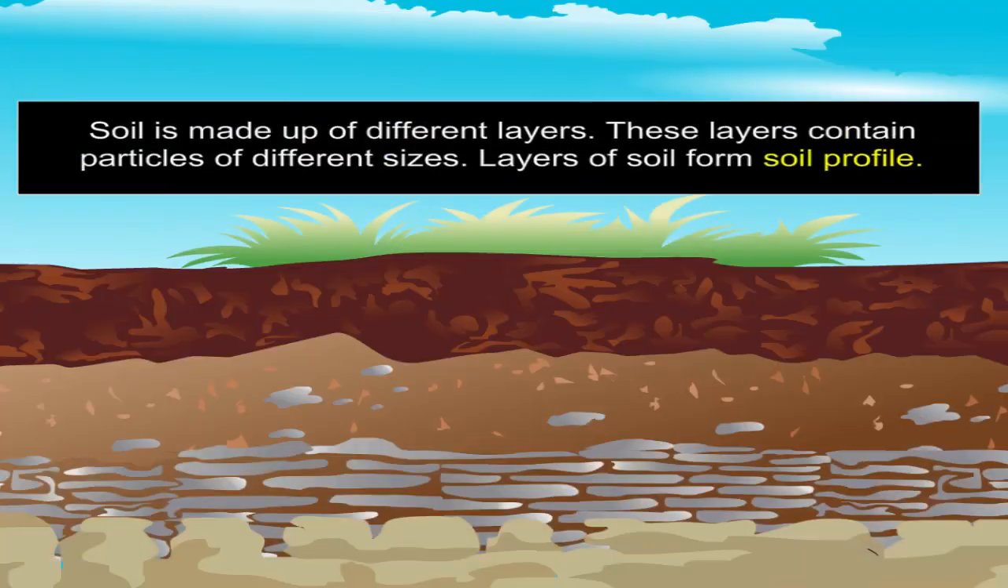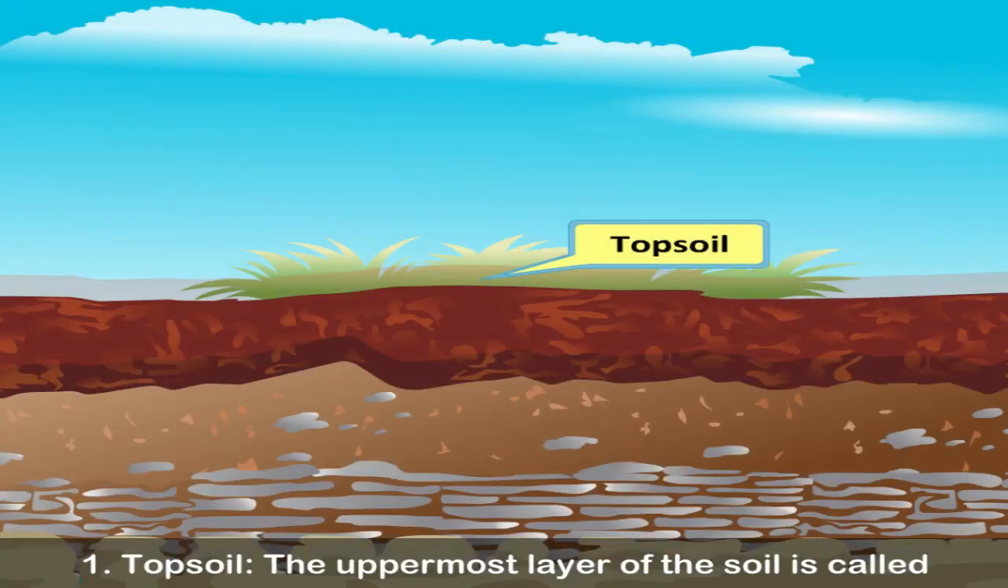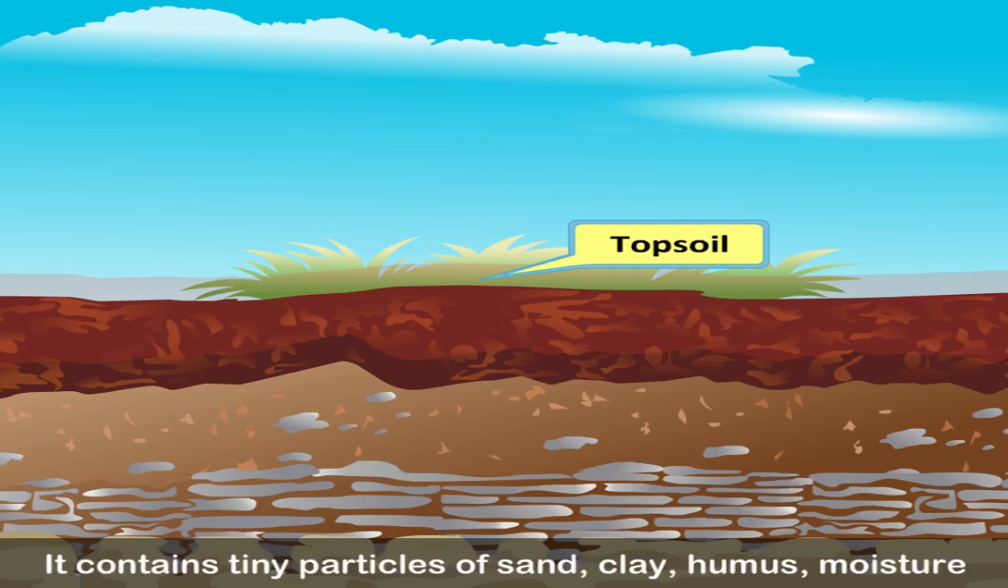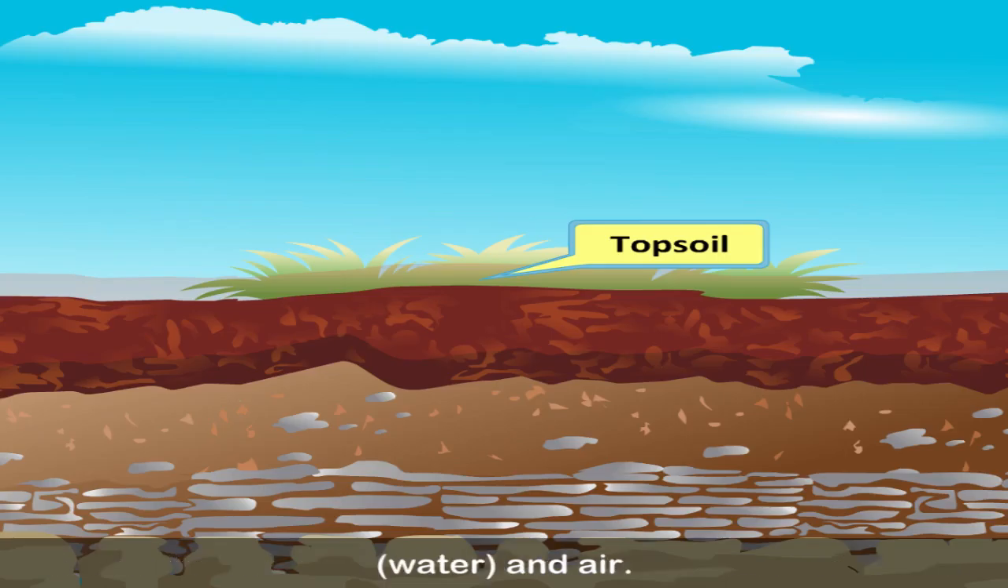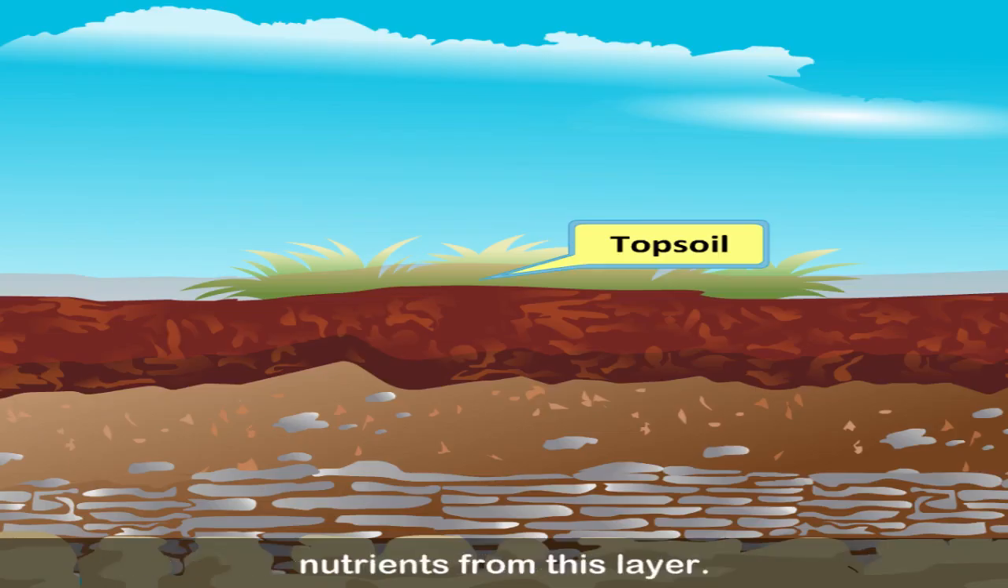Soil profile. Soil is made up of different layers. These layers contain particles of different sizes. Layers of soil form soil profile. It has 3 layers, one above the other. 1. Topsoil. The uppermost layer of the soil is called topsoil. Almost all agricultural activities are done in this layer. It contains tiny particles of sand, clay, humus, moisture, water, and air. Humus makes the soil fertile. Plants get essential nutrients from this layer.